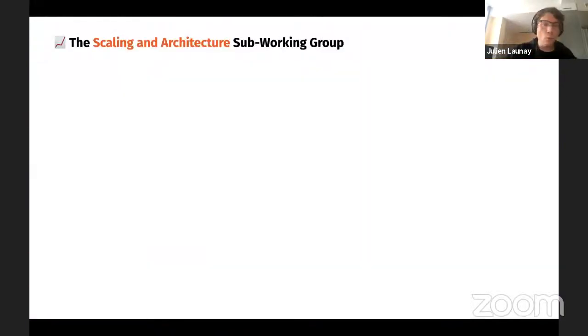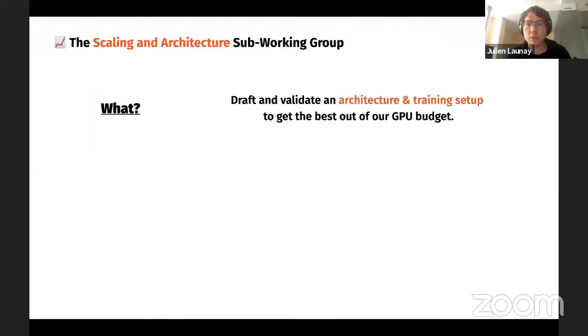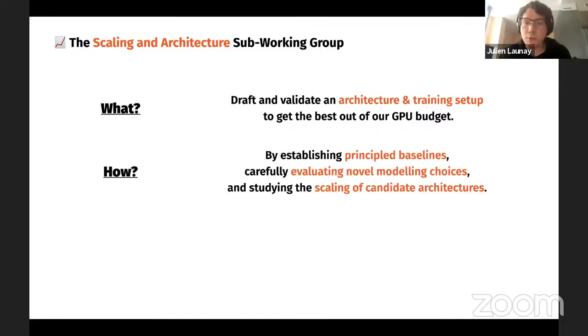So we are the scaling and architecture sub-working group. Our goal is to draft and validate an architecture and training setup that allow us to get the best out of the BigScience GPU budget. To do this, we are looking at establishing principled baselines and evaluating novel modeling choices. When something is not clear in the literature, or when we want to do something new that has not been done at the 10 billion or more scale, we want to evaluate it and check how it scales. And this is the scaling of candidate architectures.